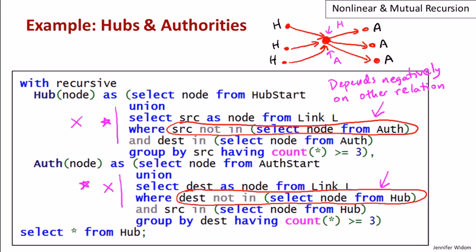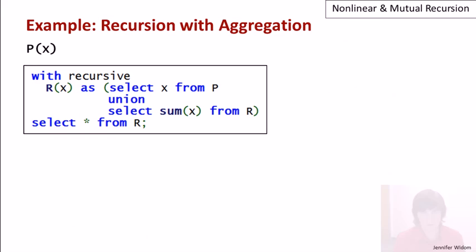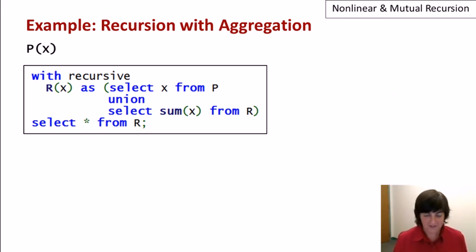So that completes the example of hubs and authorities. And again, what we're trying to show, first of all, is mutual recursion, which can be quite powerful. And second of all, the restriction that we can't have negative subqueries across recursively defined relations. The last thing I wanted to mention in this video, it's not in the title of the video since we're focusing mostly on nonlinear and mutual recursion, is recursion with aggregation.